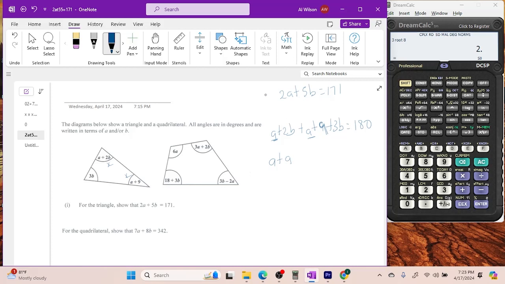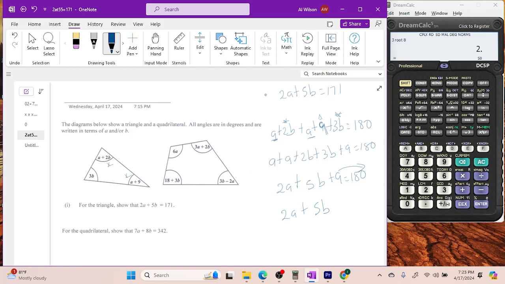We have 2b and 3b, so plus 2b plus 3b. And then we just have the 9 remaining, so plus 9 is equal to 180. A plus a is 2a, plus 2b plus 3b is 5b, plus 9 is equal to 180. With the 9 now, we take it over and subtract. We're going to have 2a plus 5b.